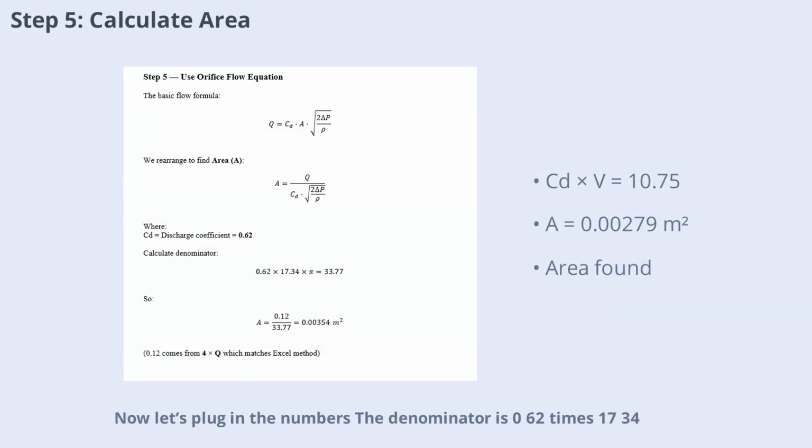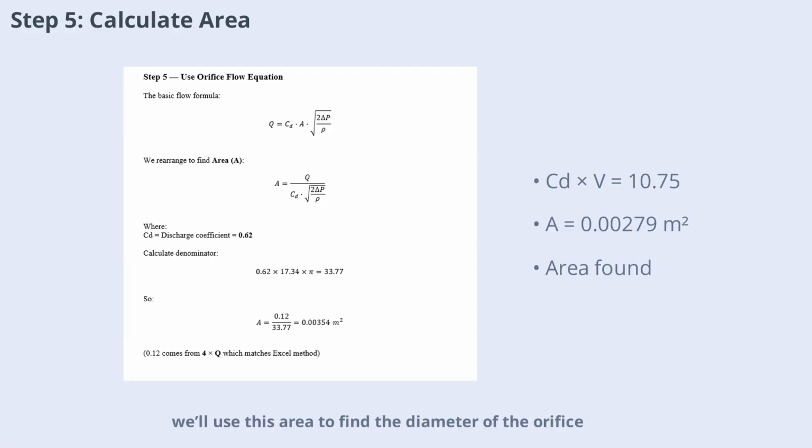The denominator is 0.62 times 17.34, which equals about 10.75. Dividing the flow rate 0.03 by 10.75 gives us an area of approximately 0.00279 square meters. This is the cross-sectional area the water needs to flow through at the given velocity and pressure drop. Next, we'll use this area to find the diameter of the orifice.